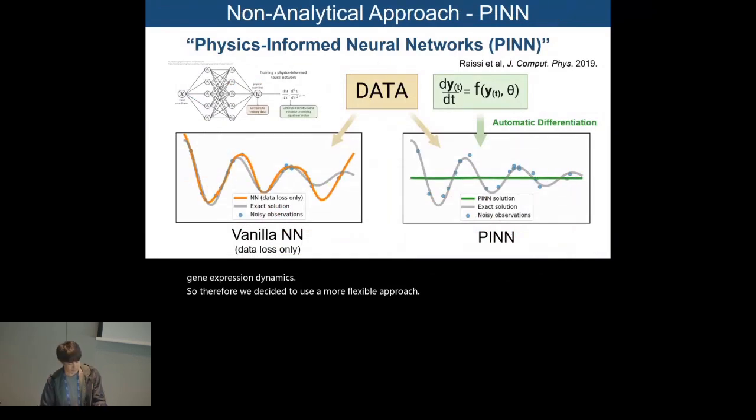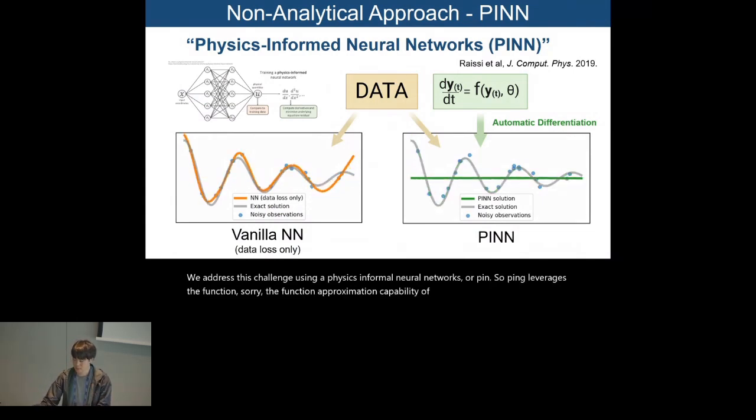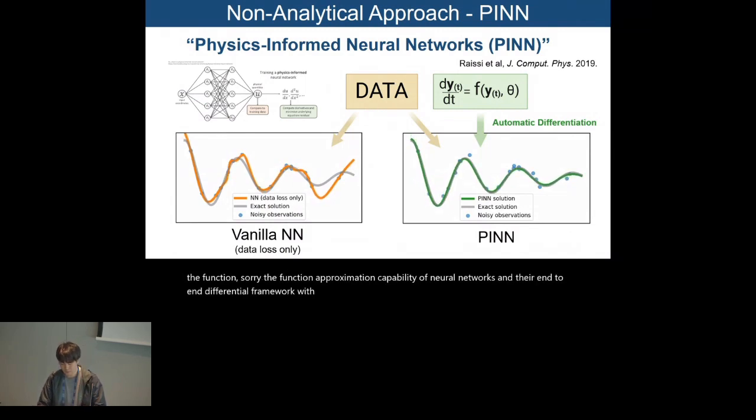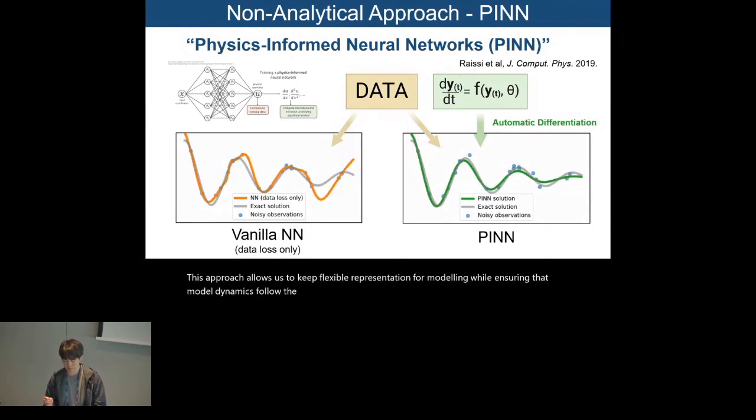Okay, we address this challenge using physics-informed neural networks, or PINNs. So PINN leverages the function approximation capability of neural networks and their end-to-end differentiable framework with automatic differentiation. This approach allows us to keep flexible representation for modeling while ensuring that modeled dynamics follow the solutions of given differential equations.